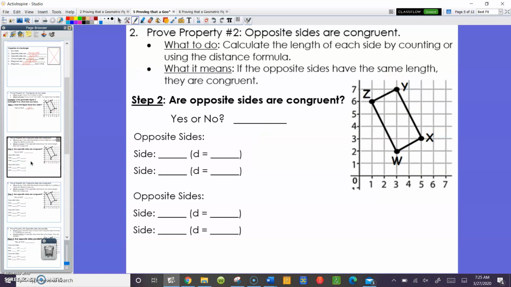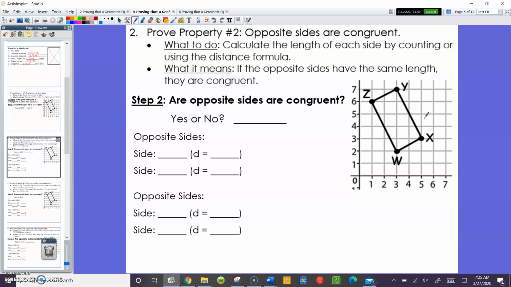Let's prove property 2. Opposite sides are congruent. What we will do is calculate the length of each side by counting or using the distance formula. Now, because none of our sides are vertical or horizontal lines, we will have to use the distance formula for each side.